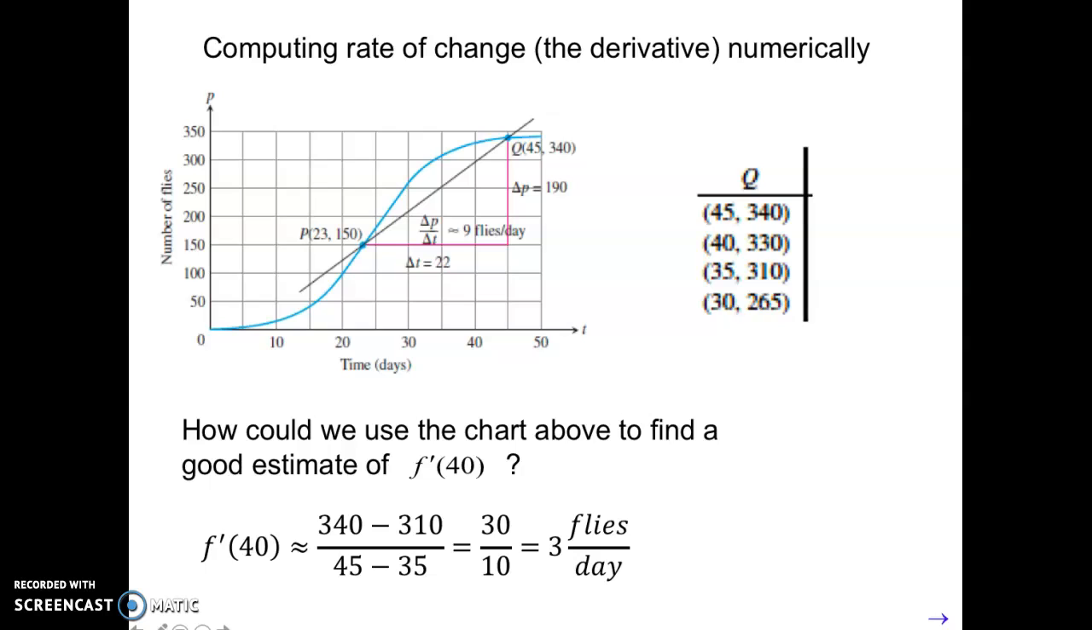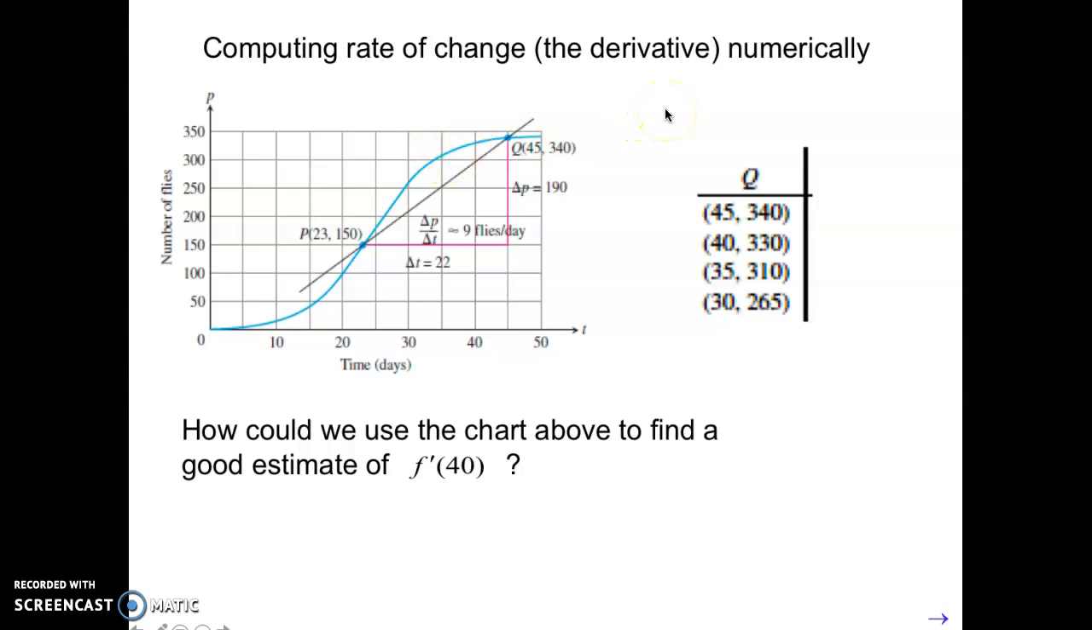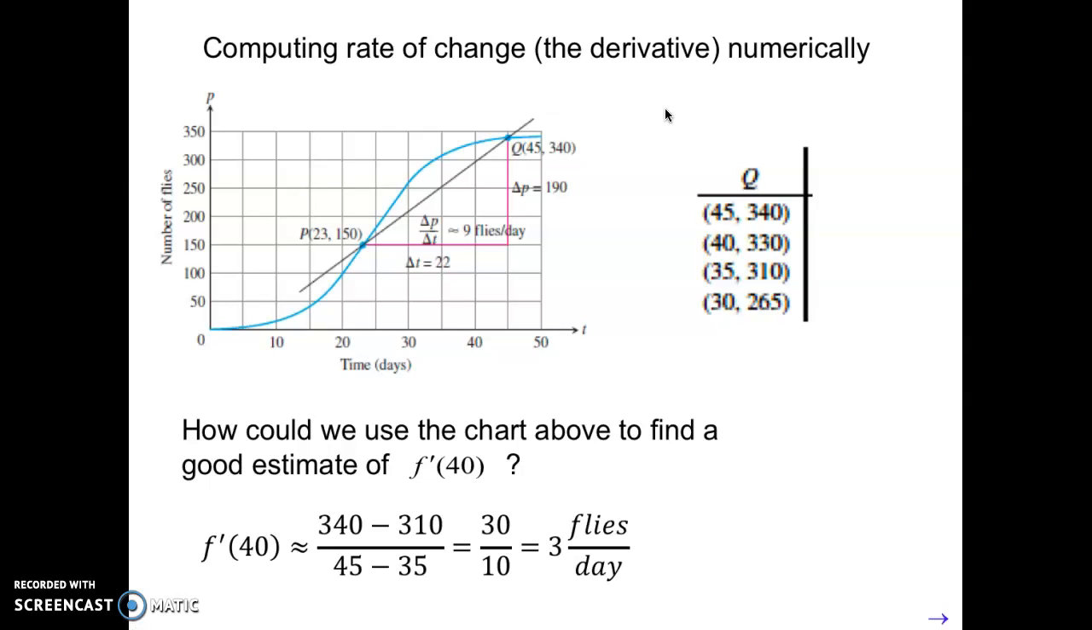I'm going to estimate the derivative at 40 as f at 45 minus f of 35 over 45 minus 35. So I'm estimating it by using these 2 points around 40, in other words, connecting here at 35 and here at 45, and connecting those 2 points. And by the way, I get 3 flies per day.